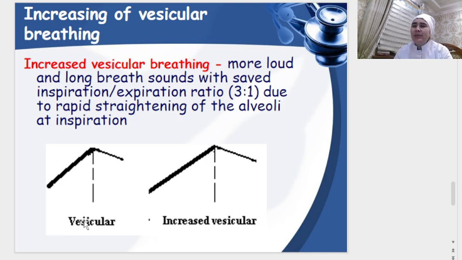Increasing of vesicular breathing. Increased vesicular breathing is a louder and longer breath sound with an inspiration to expiration ratio of 3:1 due to rapid straightening of the alveoli at inspiration. This is a normal vesicular respiration. This is an increased vesicular respiration picture.